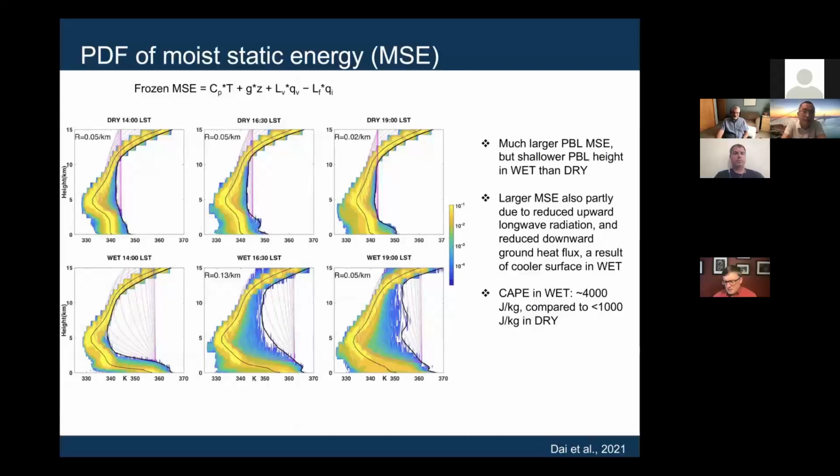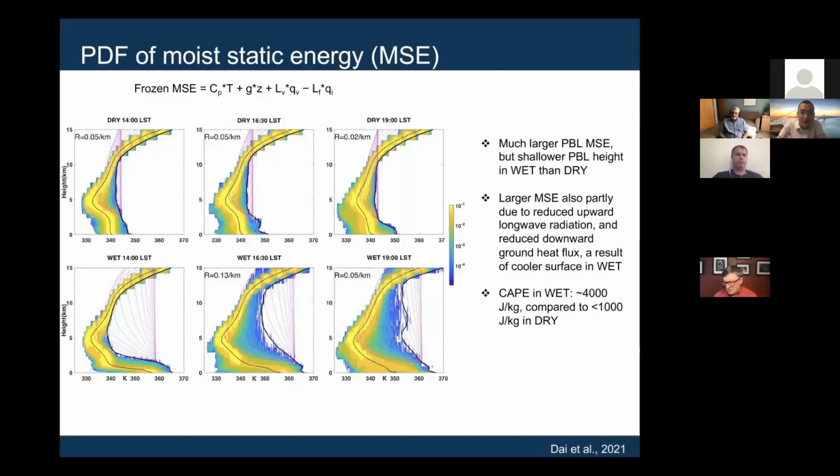The moist static energy can show the difference. The upper panels are the PDF of the dry experiments. The lower panels are the PDF of the wet experiment. The y-axis shows the height, and the x-axis is the MSE. We can see that there's much larger PBL MSE in this wet experiment at the bottom compared to the dry.